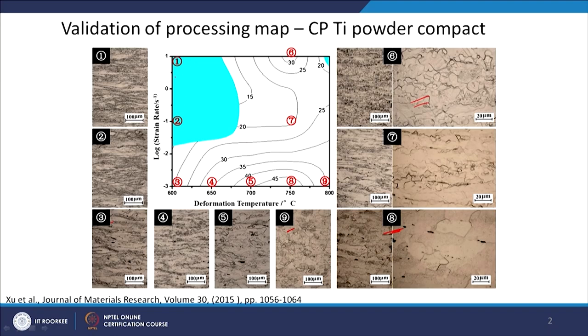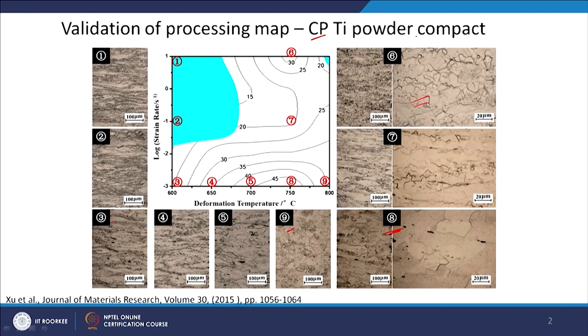Whereas if you see 1 and 2 here, you can see that some flow localization has taken place. You can see some big elongated coarse grains and then some dark bands kind of thing. This usually happens because of flow localization. So in 1 and 2 you can see some kind of flow localization, whereas in other cases you can see a relatively nicer microstructure.